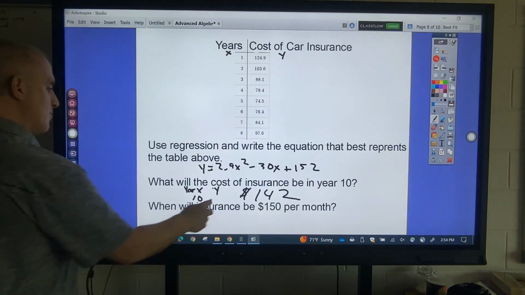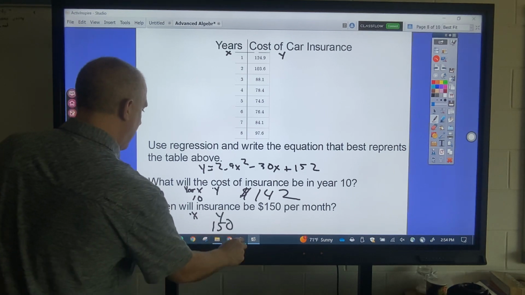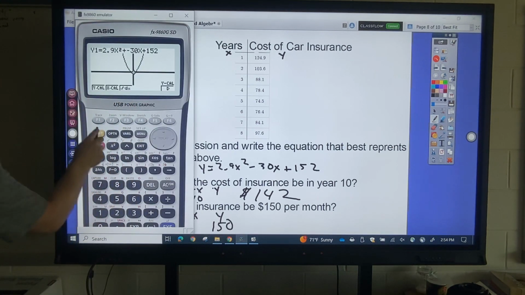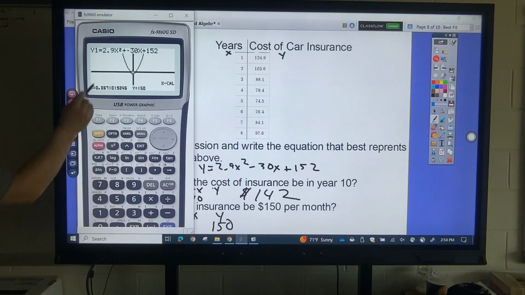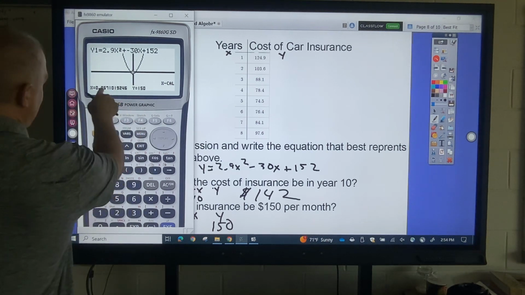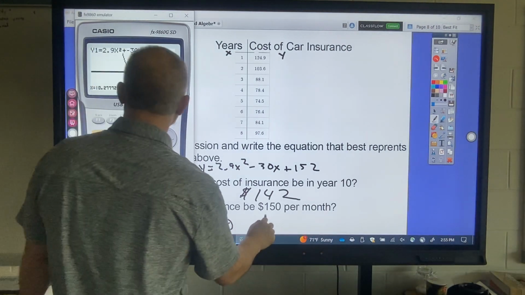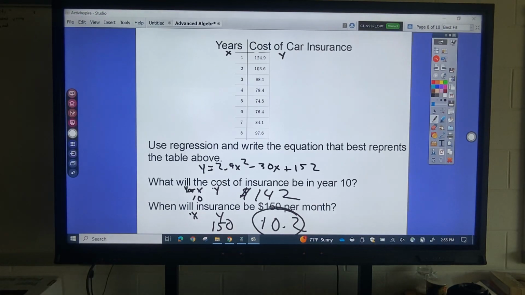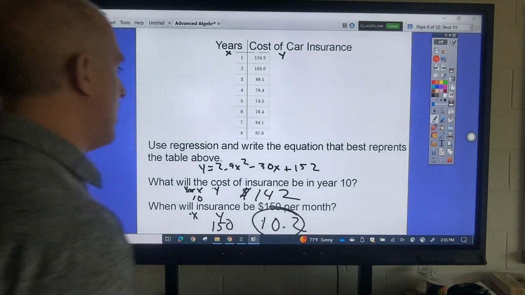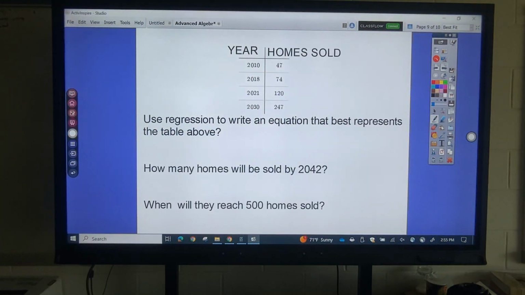When will that reach 150? So the 150 is the y. So we do G-solve, we're going to do an X cal and put in 150. Now, you have to check with the quadratics for multiple answers, because right there, 0.06 years doesn't make sense. If I hit over, year 10.2 or year 10 would work, and you can just say 10. Remember, all of these are estimates. So always check for multiple answers.